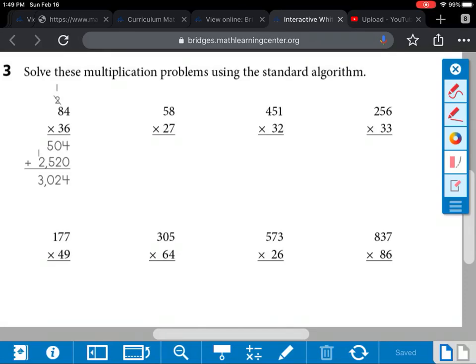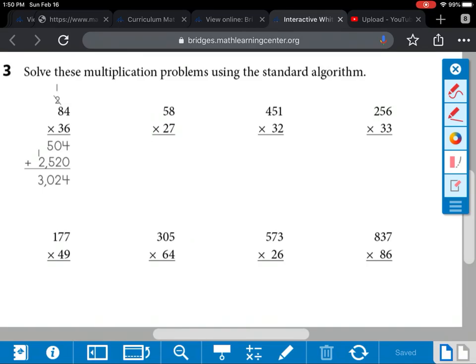Right, so for number 3 on page 89 of the homework for the week of February 18th, I am not going to go through all of these problems using the standard algorithm, but I am going to go through a couple of different things that we covered last week in class that I just want to make sure everyone has access to in case they need to review at any point.